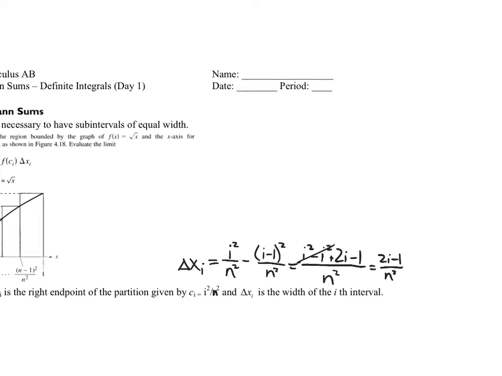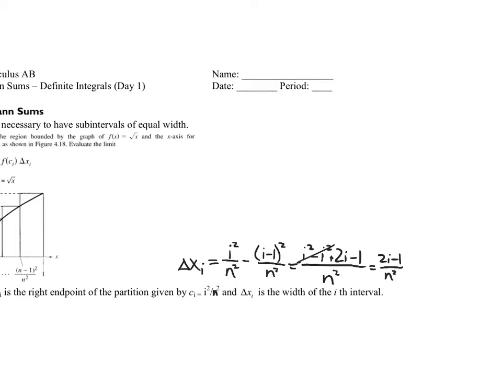I know it says c sub I is I squared over n squared, but how come you knew that delta x sub I is the same thing as c sub I? Well, it's not the same thing. Delta x sub I is the width of the partition, or the rectangle, right? Of any of them. See, notice here, we're defining it in terms of I.